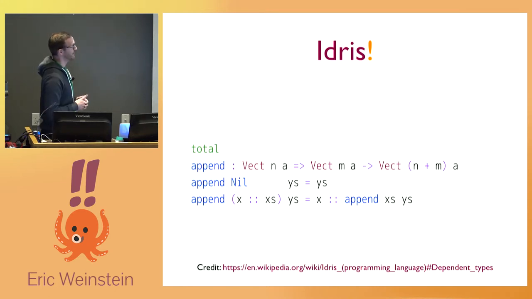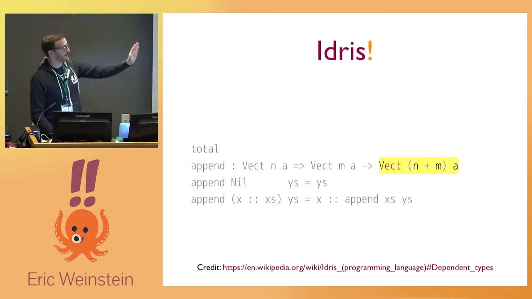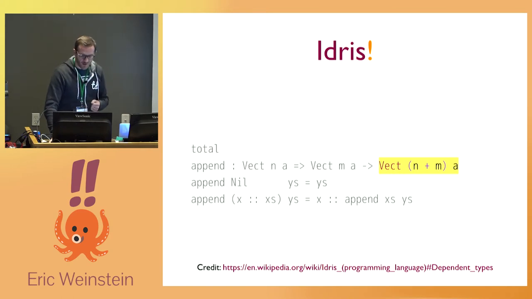So again, if we append nil, we just get what we had before. Otherwise, we take the head of the list and the rest of them, we take our Y's, and we say we're just going to recursively go ahead and append our X's to our Y's. So I think this is astounding that the type system does all of this for us. Like I said, this is nuts that you actually have this in your type annotation.